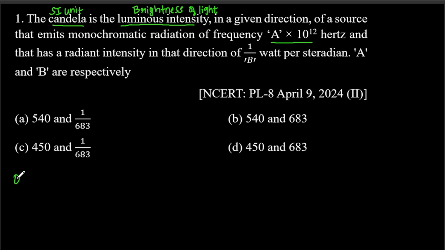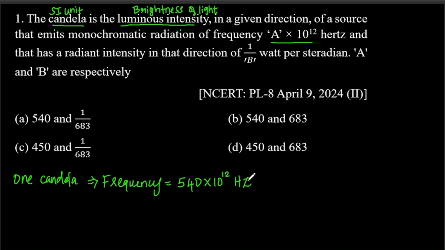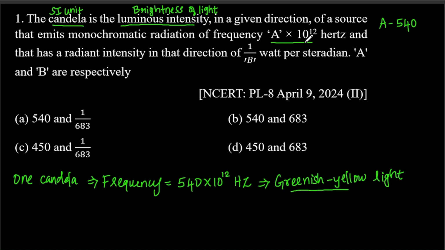Now we have to define one candela. One candela is the luminous intensity in a given direction of a source that emits monochromatic radiation of frequency 540 into 10 power 12 Hz. This 540 into 10 power 12 Hz is related to greenish yellow light. At this part, our human eye is most sensitive and it links the unit to our perception of brightness. So in this question, A is 540. So the frequency is 540 into 10 power 12 Hz.